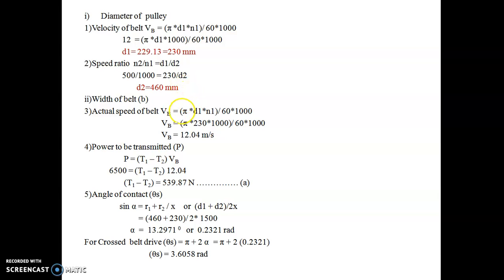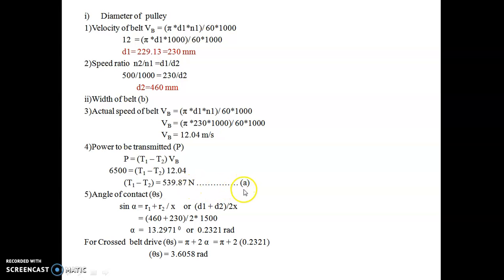Now second, width of belt. Now we will calculate the actual speed of belt depending on the new diameter of pulley. So pi D1 N1 upon 60 into 1000. So we can put the value of D1 equal to 230 here. We get velocity 12.04 meters per second. Next point is power to be transmitted. P is equal to (T1 minus T2) into VB. Power is 6500, (T1 minus T2) into 12.04. That is the new velocity, that is the actual one. So T1 minus T2 equal to 539.87 Newton.